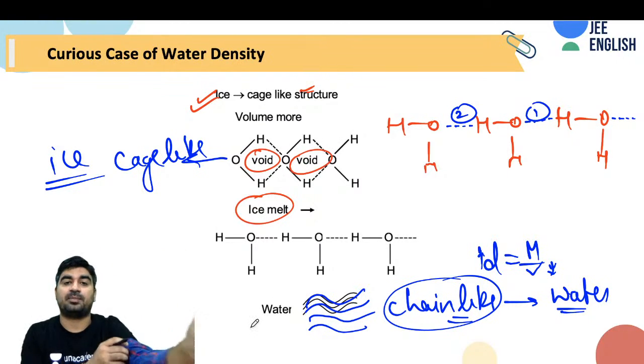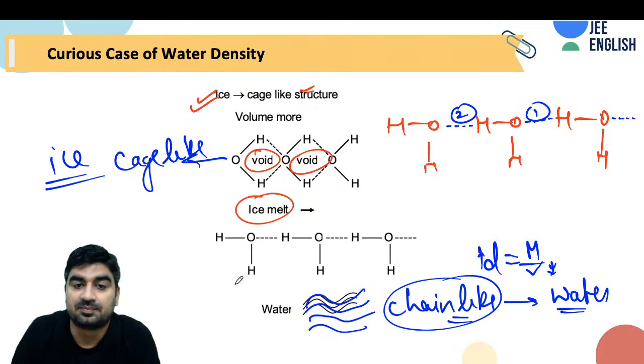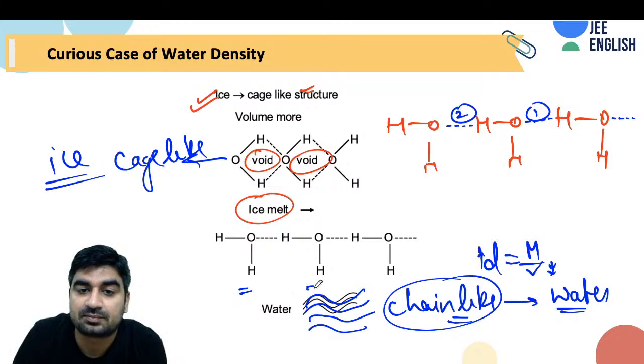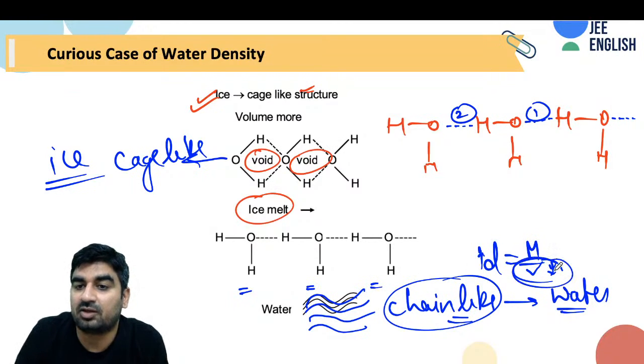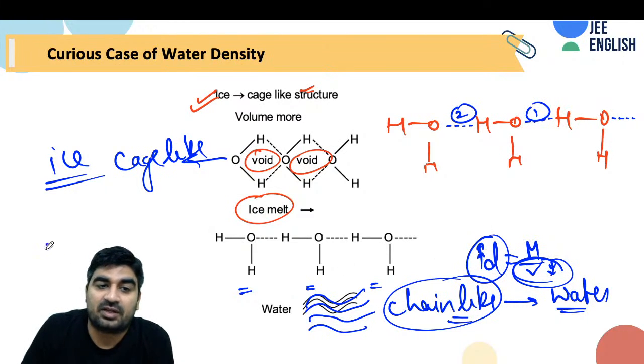And once you are making these chain-like structures, what will happen? They will occupy less volume. And when they occupy less volume, density will be high. So density of water will be greater than density of ice.